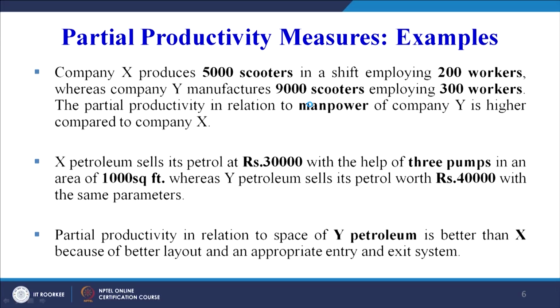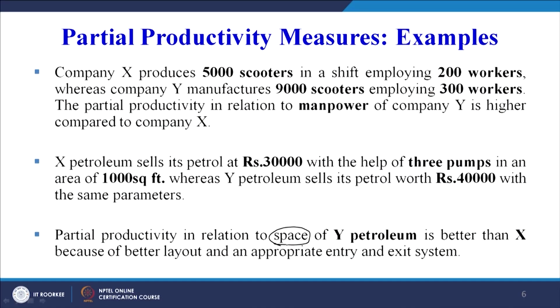Similarly, X Petroleum sells its petrol at rupees 30,000 with the help of 3 pumps in an area of 1,000 square feet. So now you can see the input, that is 3 pumps are used and the area, the square feet area of the petrol station, is 1,000 square feet, whereas Y Petroleum sells its petrol worth rupees 40,000 with the same parameters. So in the same area Y Petroleum is selling rupees 40,000 worth of petrol, whereas Petroleum X is selling rupees 30,000 worth of petrol. So the output is in terms of money, 40,000 and 30,000, and the input is the same.